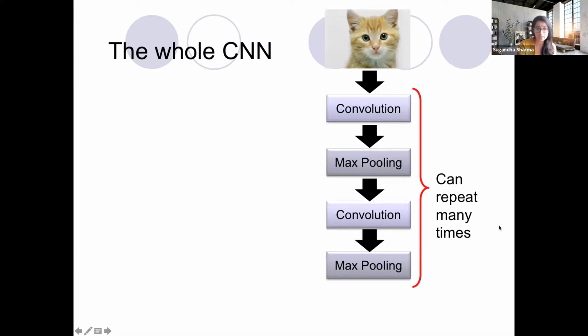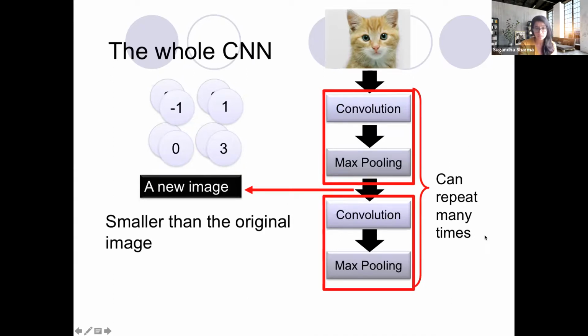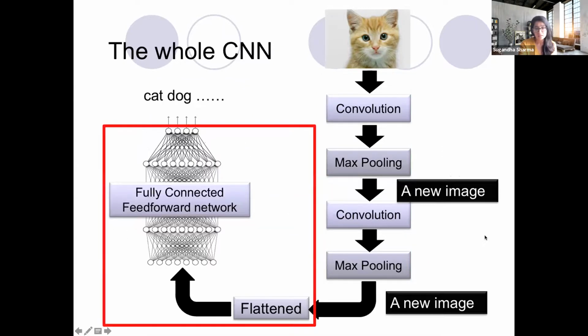And so going back to the pipeline, basically we have this set of convolution and pooling layers in the CNN, which can repeat many times. So at the output of the first pooling operation, we get a new image, which is much smaller than the original input image. Then we pass this new image to another set of convolution and pooling layers. And that gives us another new image. And then we take this new image and flatten it and pass it through a fully connected network. So now that we've seen convolution layers and pooling layers, I'm going to explain what this flattening is and how that is going to operate.